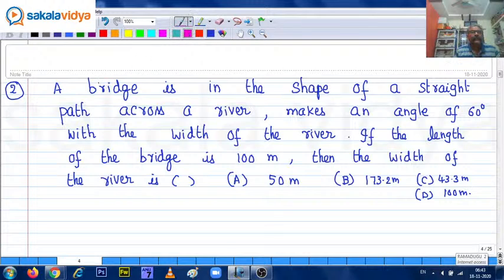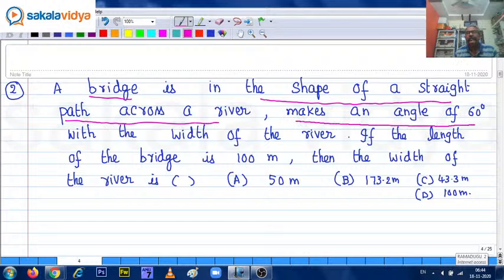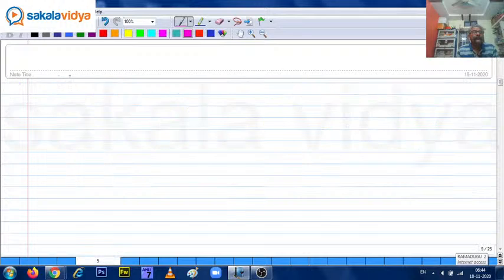See, a bridge is in the shape of a straight path across a river, makes an angle of 60 degrees with the width of the river. If the length of the bridge is 100 meters, then we need to find the width of the river. So let us see. First we need to draw the figure carefully.